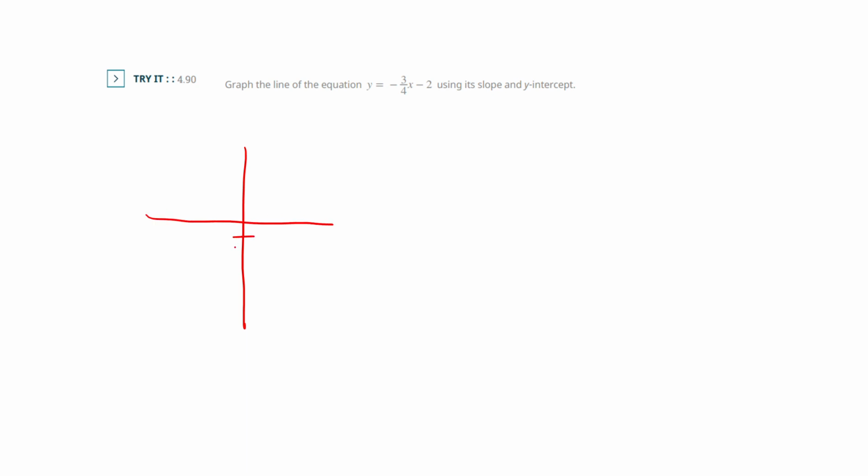So I've got negative 2. My slope is negative 3 over 4, down 3 over 4. I'm going to do my trick again, make it 3 over negative 4. So I can go up 3, back 4.